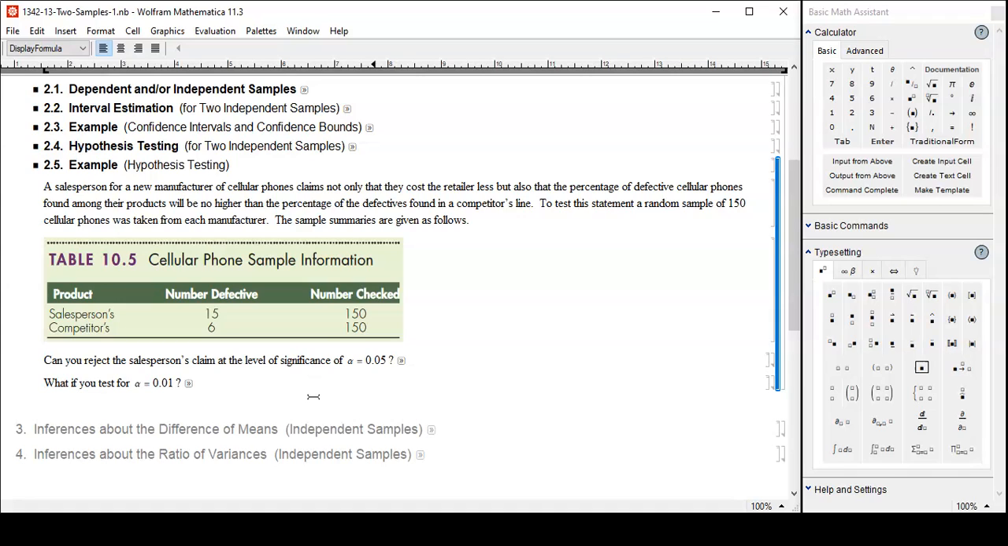Remember, a salesperson for a new manufacturer of cell phones claims not only that they cost the retailer less, but also that the percentage of defective cell phones found among these products will be no higher than the percentage of defective found in competitors' line. Well, it used the term no higher than, kind of confusing, but basically the extreme case is about the same.